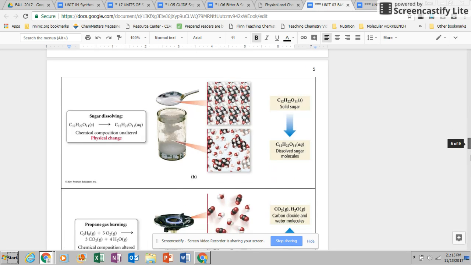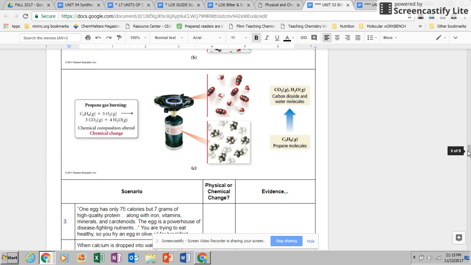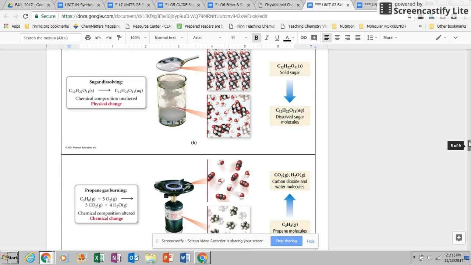However, in a chemical change, we are really changing how the particles are being organized within a substance, and we are breaking them apart and not really just a matter of rearranging the molecules or the particles.